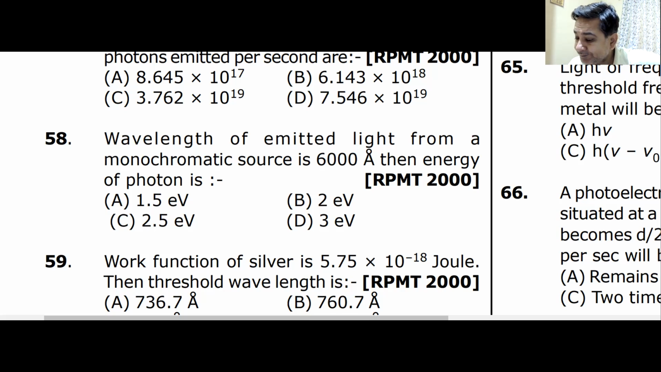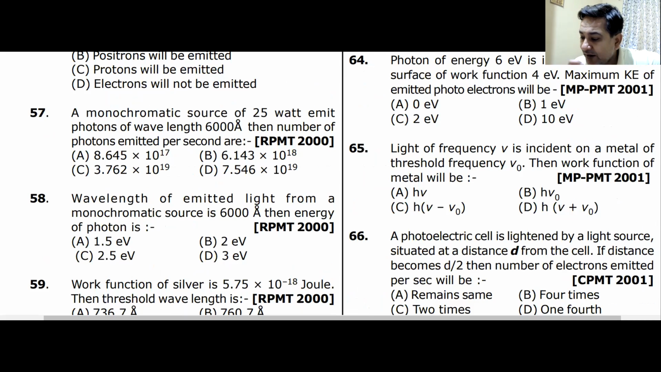Do you have an answer, bacha? 2.5. 2 or 2.5? That is the only thing that you have to understand here, right? So basically, you just have to calculate it. How do you calculate it? Energy is 12,400 by 6,000. That's it. You just need to divide it.